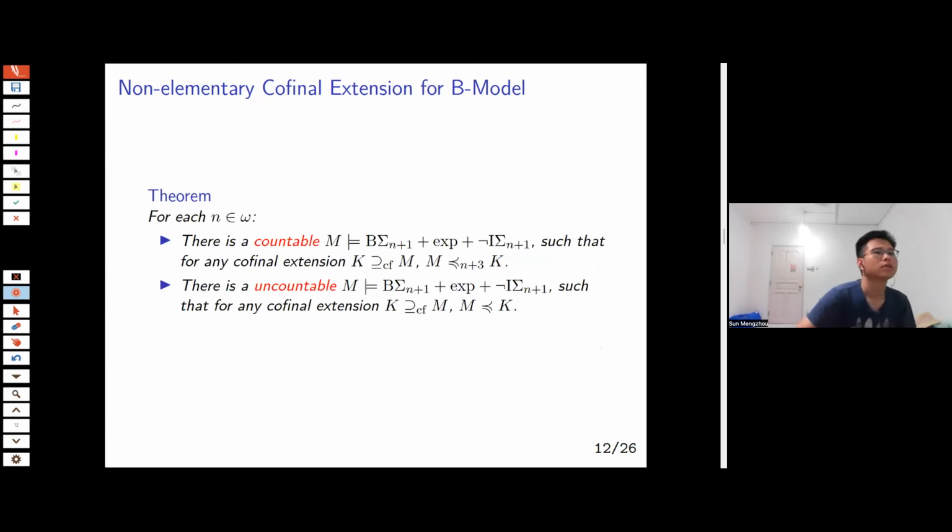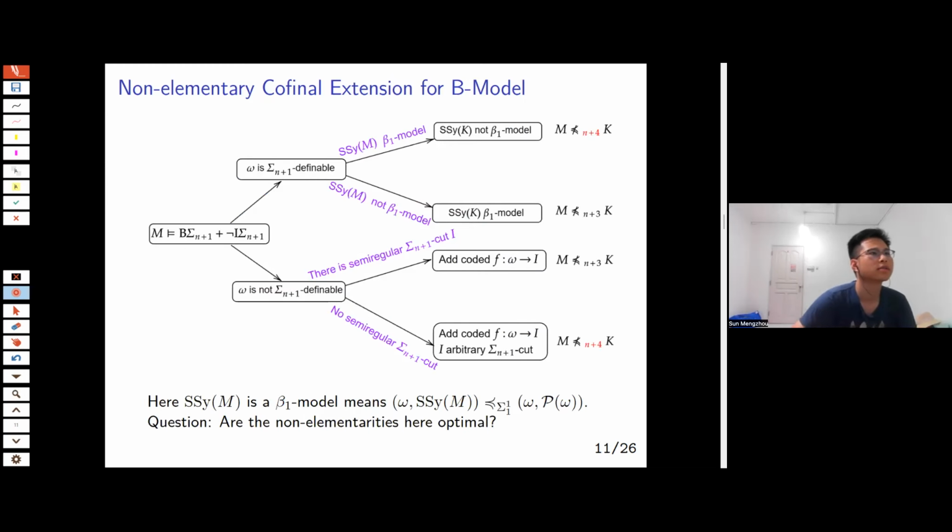So before you move on, can you say a little bit about how these extensions are built? Can you go back one slide? Yes. Right. So in any of these cases, how do you build the extension to change the standard system the way you want it, or add the coded function?